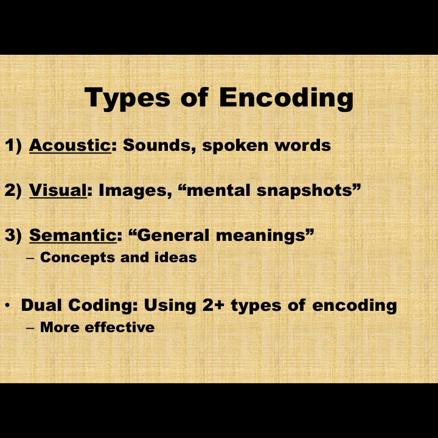So let's continue. One other thing you need to know about encoding is that there's a theory of dual coding, and this says that if we use two types of encoding at once, then we will have a better chance to remember this later on. Encoding will be more effective. And this basically explains why teachers will draw something on the board while they're talking about it. Because if you draw something on the board, then you'll get the visual encoding for it, but you'll also get the acoustic encoding if the teacher is talking about it. So then you'll have two ways to remember it in the end, and two times the chance of being able to recall it again. So it becomes more effective.